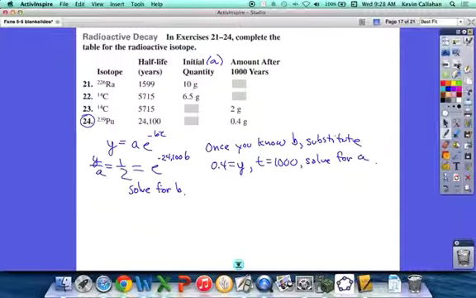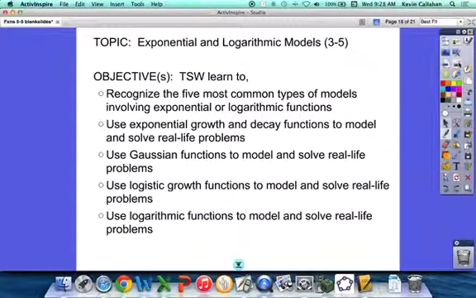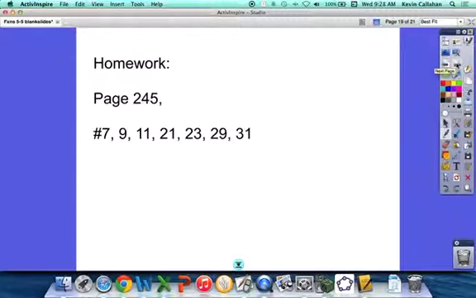And that's it. That's the homework. You know, the first 5 are those last things I was just showing you, right? The third, this is the compound interest, this is the half-life. And the 29, 31 are word problems.